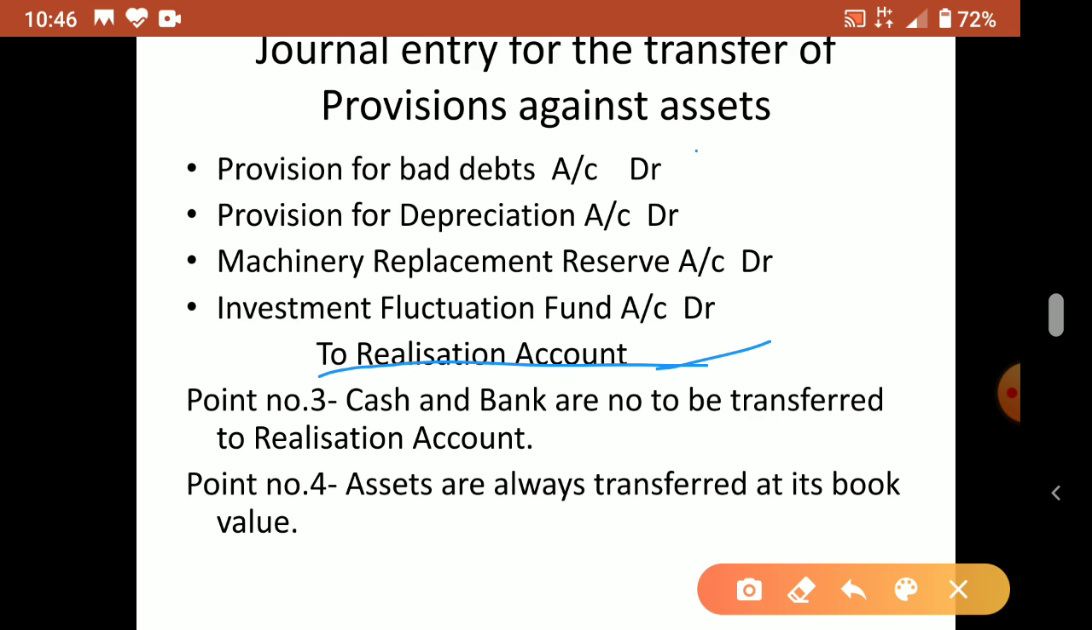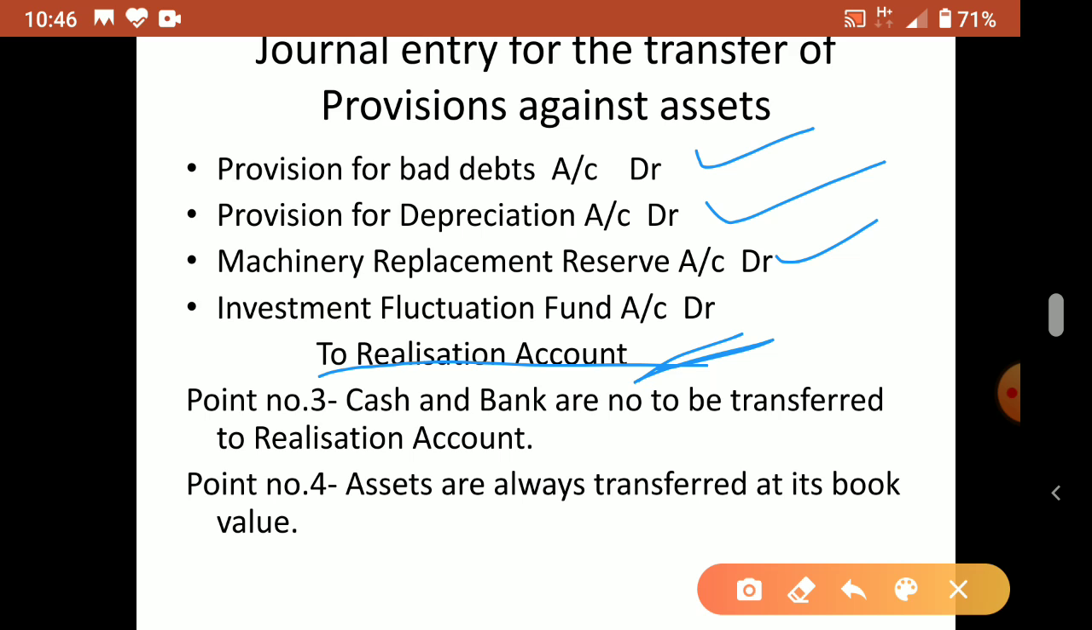Look, provision for bad debts, provision for depreciation, machinery replacement reserve. Machinery replacement reserve is for what? To replace the machine, that is also against one asset, machine. Investment fluctuation reserve or fund, this is also against investment, so that also is what? An asset. So these all reserves or provisions are against one asset, so it will be going to the credit side of realization account. Look, realization account, credit side.